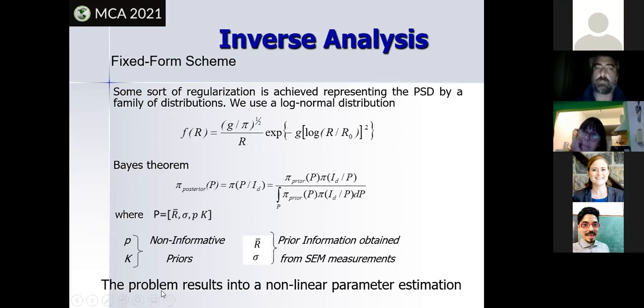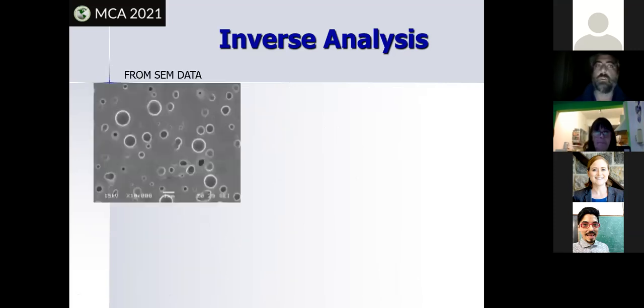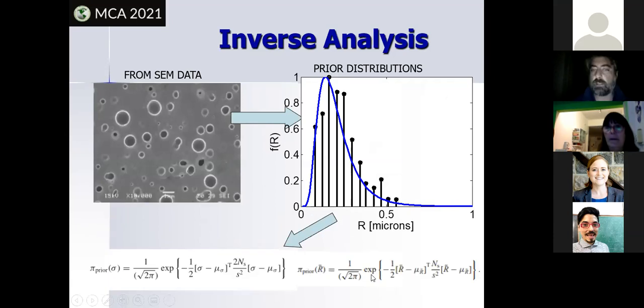With all that, the problem results in non-linear parameter estimation. Just to show you, from SEM data we build prior distributions, a histogram, and we interpolate by a log normal distribution. And we approximate a normal distribution for sigma and for the mean radius using the number of particles of these micrographs and the sample variance, S squared. This is a rough approximation, but as we have studied later, it was pretty good.